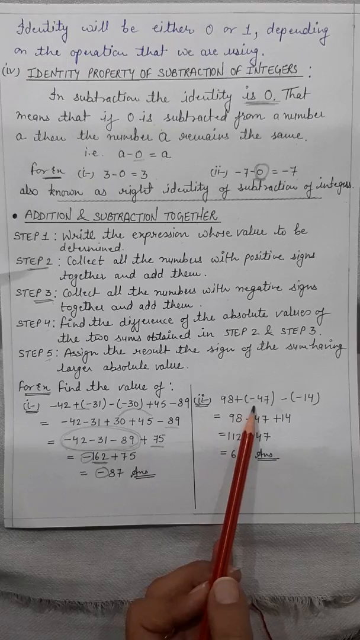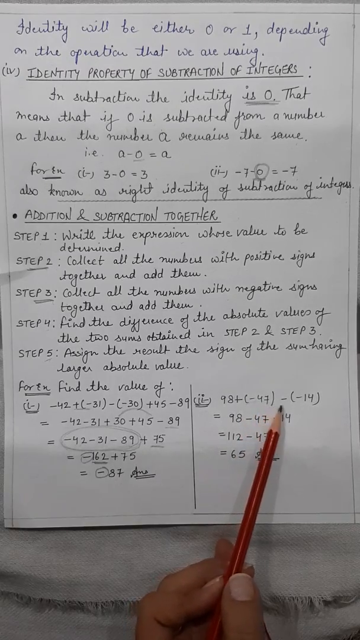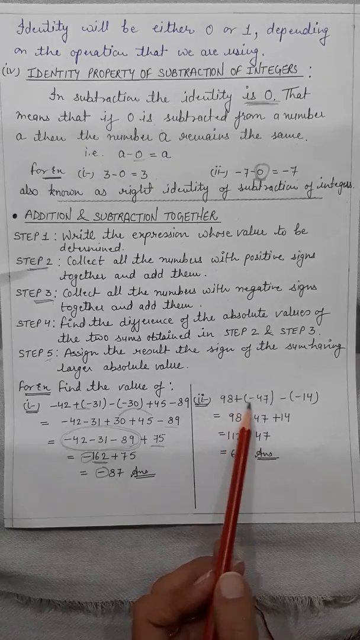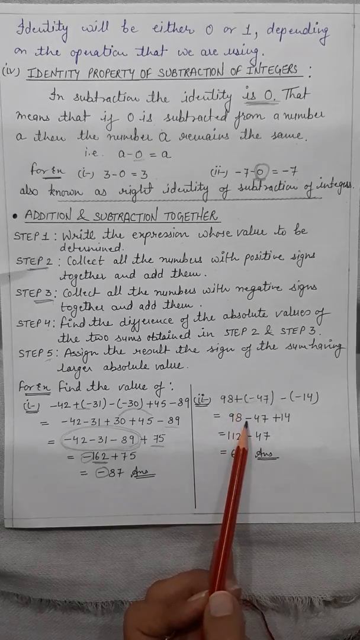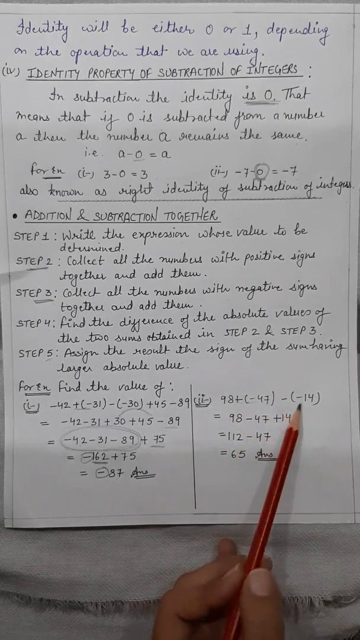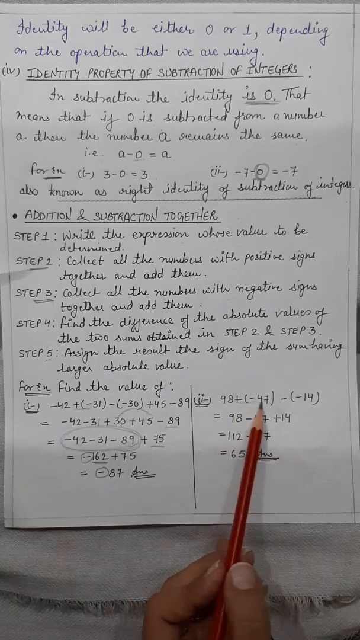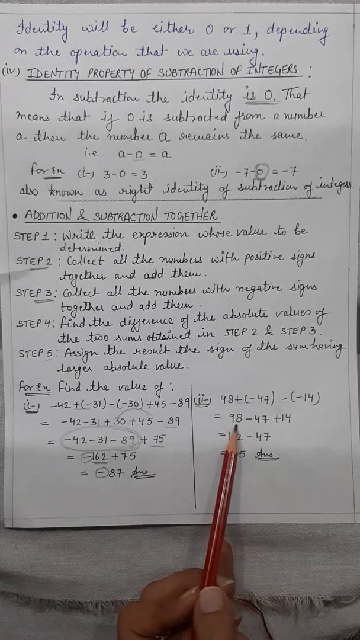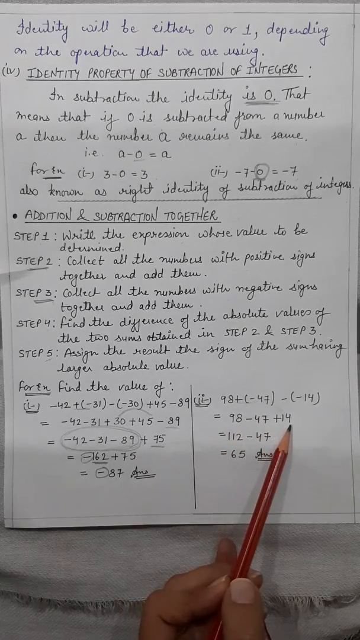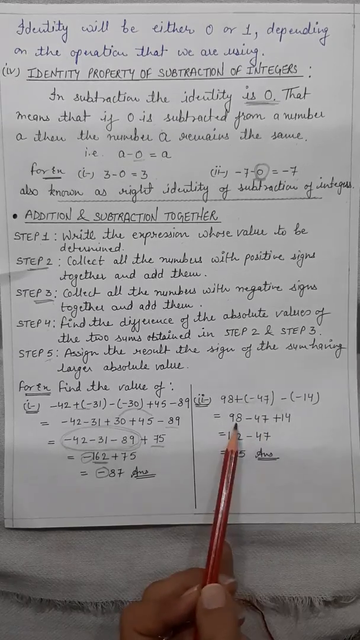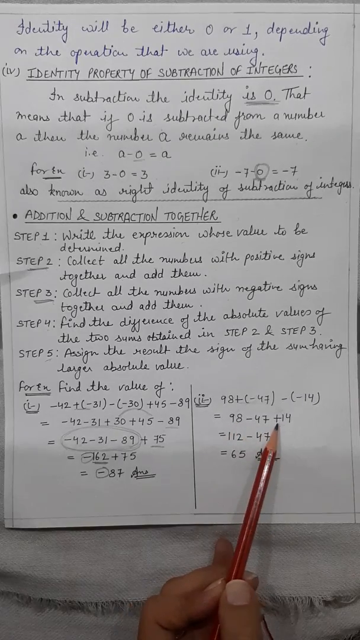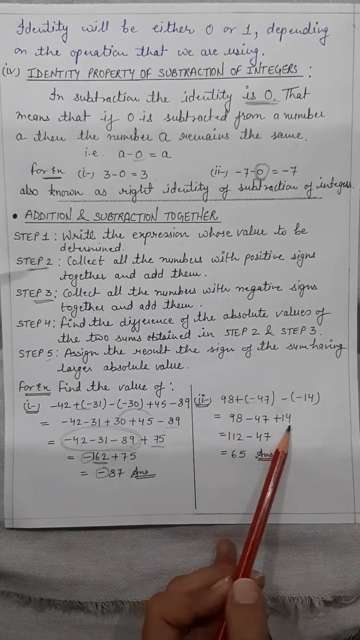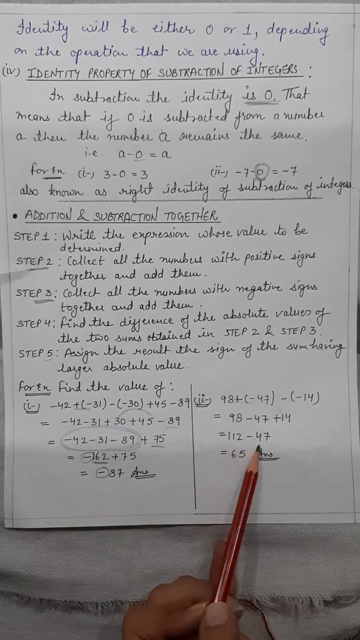Now in the second example, 98 plus minus 47 minus minus 14. Here again you have to change these two signs into a single sign: plus minus becomes minus, minus minus becomes plus. And then you have to add the same-sign integers. Clear? 98 plus 14, because these two integers have the same sign, positive. 98 plus 14 is 112 minus 47.